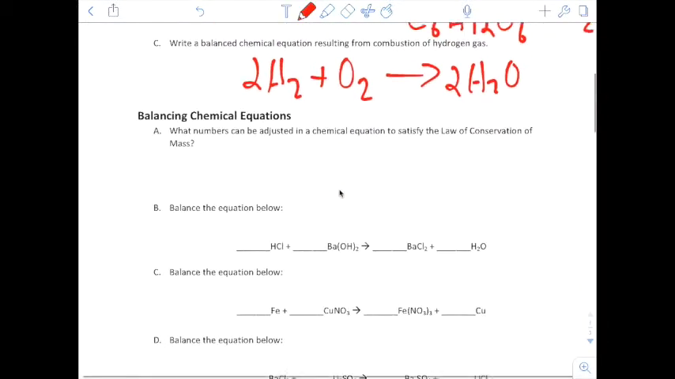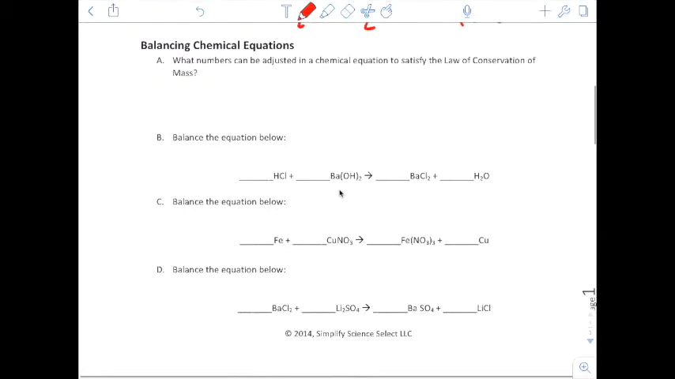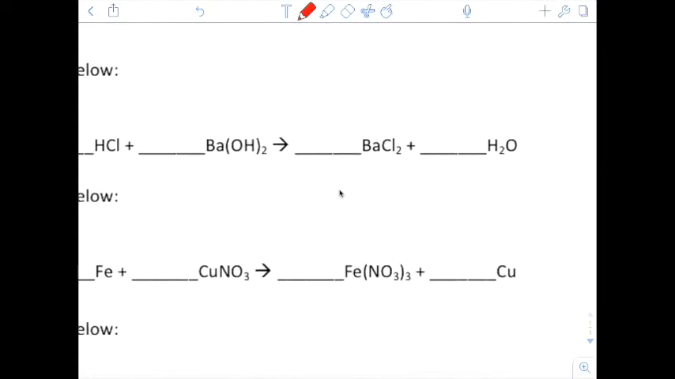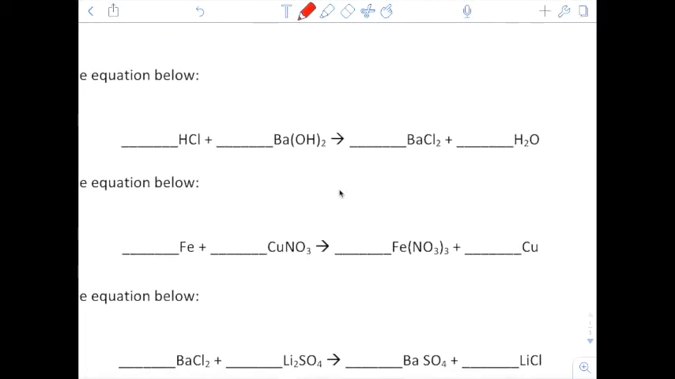Moving on to balancing chemical equations, it says what numbers can be adjusted in a chemical equation to satisfy the law of conservation of mass. The only thing that can be changed are coefficients. You can't change the subscripts, you only change the coefficients. So let's go ahead and balance some of these, looking at B. So when we're looking at this one, we see that we have hydrochloric acid reacting with our barium hydroxide to produce barium chloride and water.